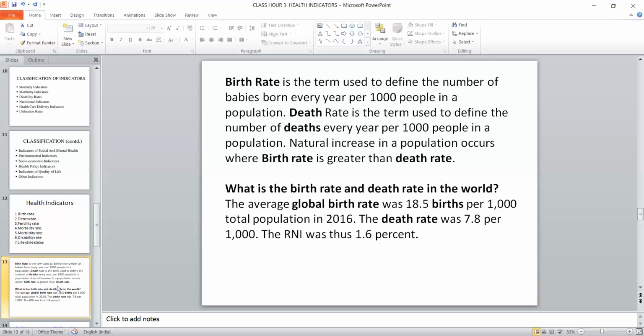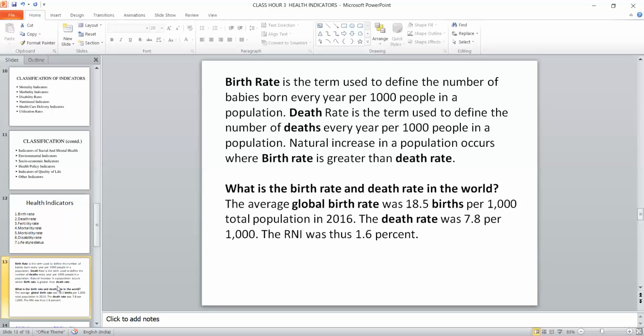One thing we should keep in mind: the link between birth rate and death rate is called fertility rate. Only the fertility rate decides the number of births. For your information, the average global birth rate was 18.5 births per 1,000. What is India's rate? 2.6. What is the world average?